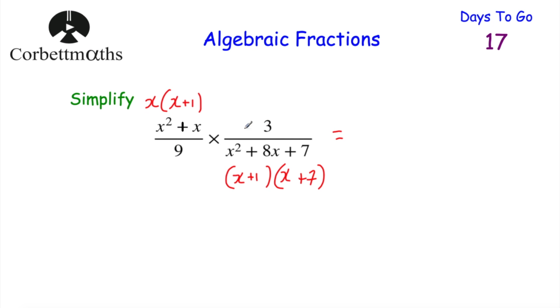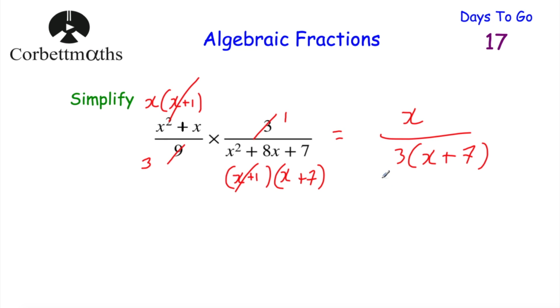So the 3 and 9, we can divide both of those by 3, so that would give us 1 and 3. And in terms of this numerator and this denominator, we can divide both of them by x plus 1, so they would cancel out as well. So that means in terms of our numerator, we'd have x times 1, which is x, and in terms of our denominator, we've got 3 multiplied by x plus 7, so 3 bracket x plus 7, and that's it. And you could leave it like that if you wanted to, or you could write it as x over 3x plus 21. I probably would just write it like this, and that's it. And if you got that, well done.